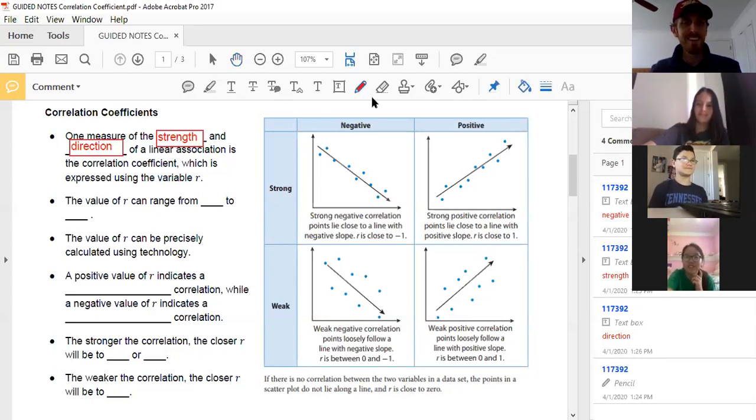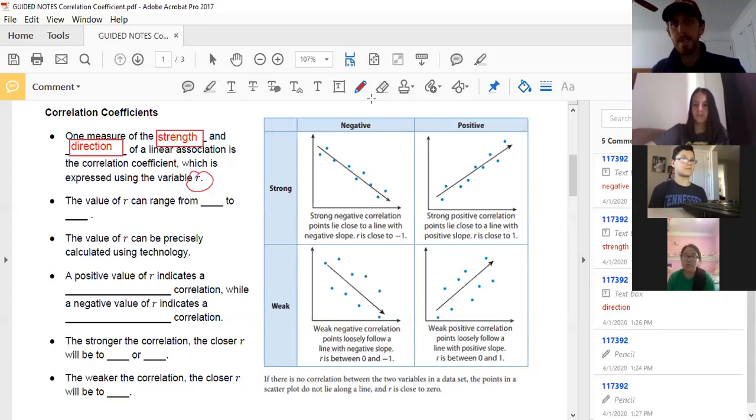Okay. All right, so correlation coefficient, for some reason, somebody decided that the variable that we're always going to use for that is called R, okay? So correlation coefficients, or R, can always range from -1 to +1, okay? Correlation coefficients go from -1 to +1.